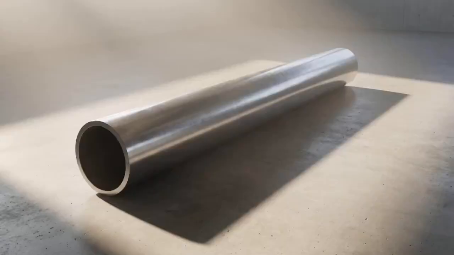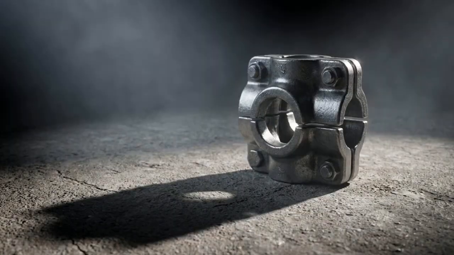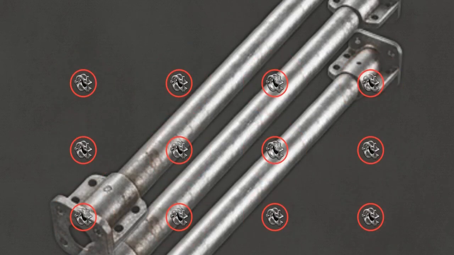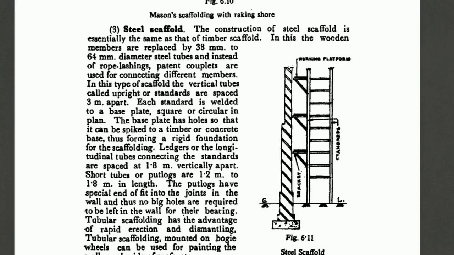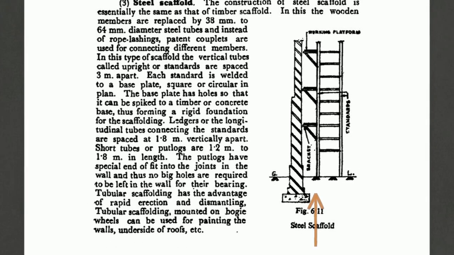Tubular steel replaced wood. Instead of relying on rope lashings, builders began using mechanical patent couplers, locking 38mm steel tubes into rigid grids capable of bearing exponential loads. The bottom diagram illustrates the foundation of this modern system. Notice the square base plates welded to the bottom of each vertical standard.